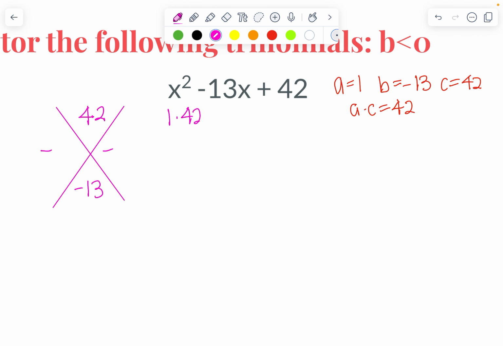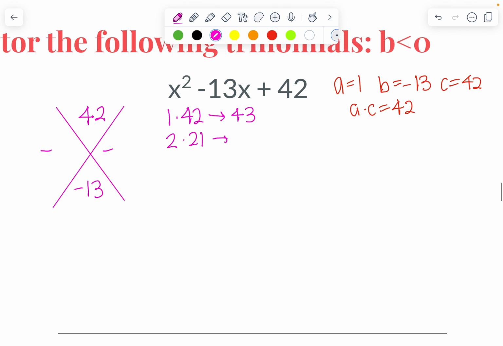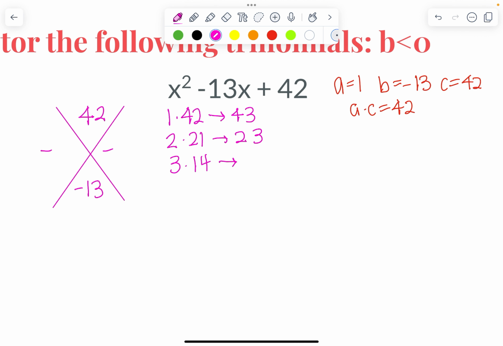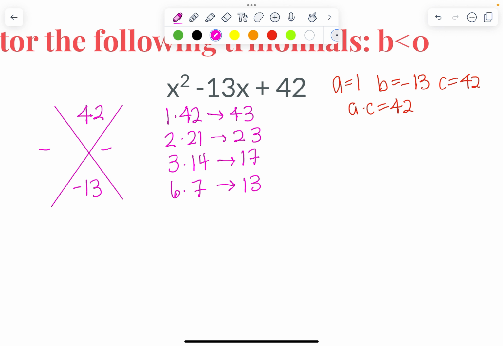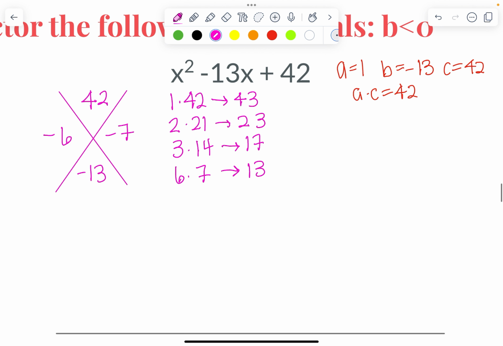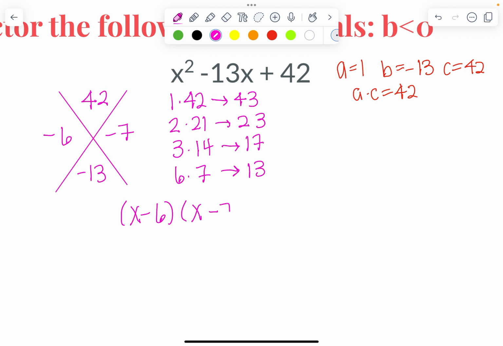Well, 1 and 42 is going to add to 43. We have 2 and 21. That's going to add to 23. We have 3 and 14. That's going to add to 17. And finally, we have 6 and 7. That's going to add to 13. So our final answer here, if we put in our 6 and our 7, is x take away 6, or x plus -6, and x take away 7, or x plus -7.